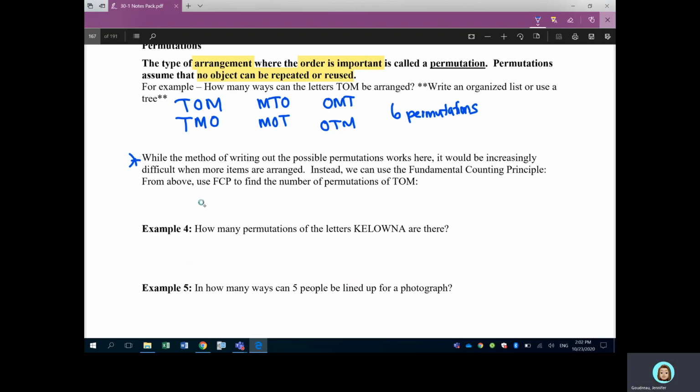Instead, we are going to use the fundamental counting principle. We have 3 letters, so we have our 3 stages. We are starting with those 3 letters, which means I have 3 choices for that first position. Once I've put down one of the letters, I cannot use it again, which means we have 2 choices for the second position. Once I put that letter down, now I only have 1 left. That's how many choices for the third position. Fundamental counting principle says multiply 3 times 2 times 1 is 6.